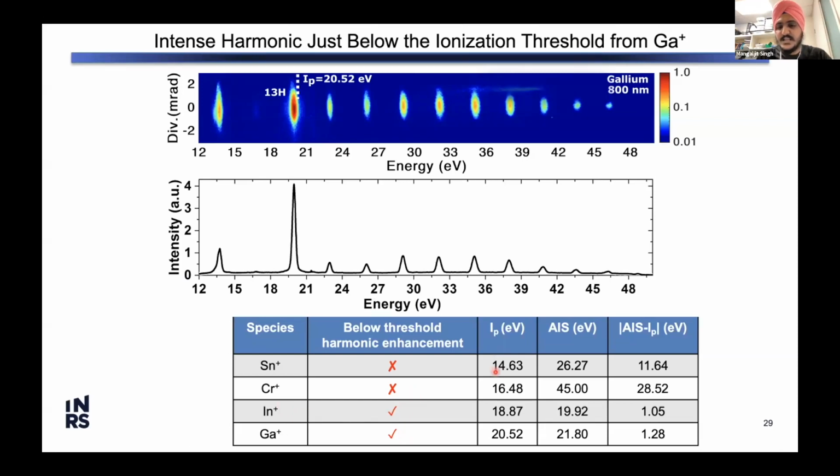And then when we carefully looked at the IP and the autoionizing state of these species, we observe that in both tin and chromium, the autoionizing state and the IP are located very far away. The distance is about 11.6 eV in the case of tin, and in the case of chromium, the difference is about 28 electron volts. However, in both indium and gallium, the difference was only 1 electron volt. So this was the interesting point that we looked into: when the distance between the IP and the autoionizing state is small, we see the harmonic enhancement.